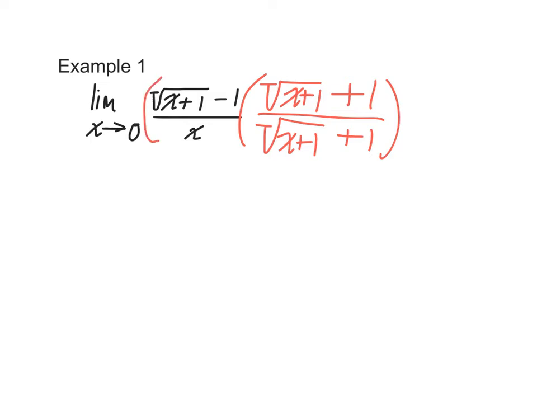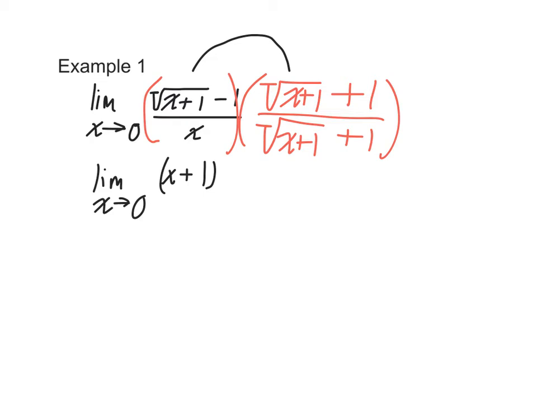The numerator is going to be somewhat of a mess, to be honest, just to FOIL and to get together. So let me go ahead and start that. In the numerator, we need to FOIL. I'm going to do the square root of x plus 1 times the square root of x plus 1. Multiplying by itself, we'll just get x plus 1.